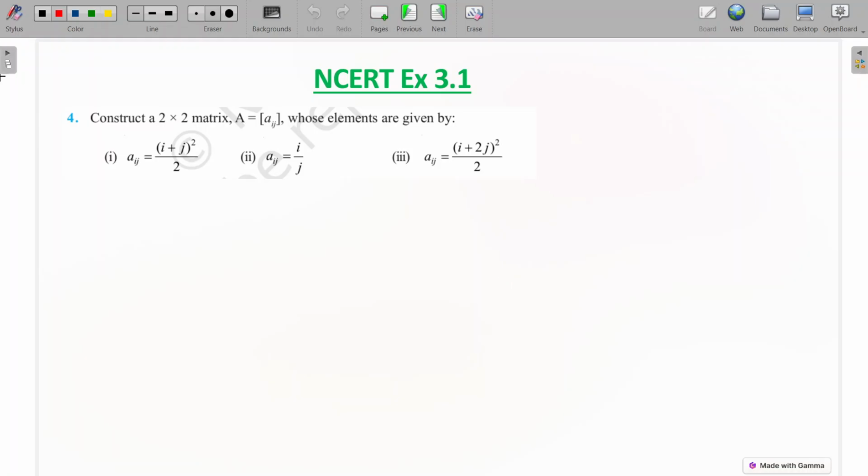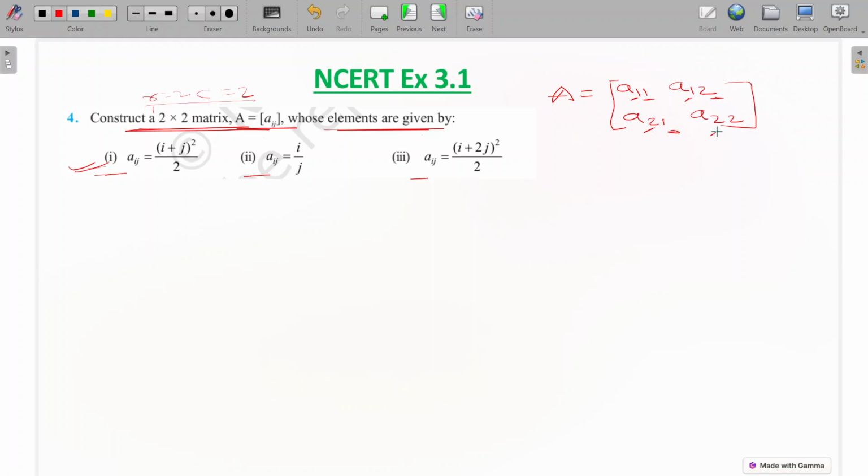Let's move on to the next question. Here it is showing to consider a 2 cross 2 matrix Aij whose elements are given by this. We have to make a 2 cross 2 matrix whose elements are represented by this method. So rows are 2 and columns are 2: first row first column, first row second column, second row first column, second row second column.